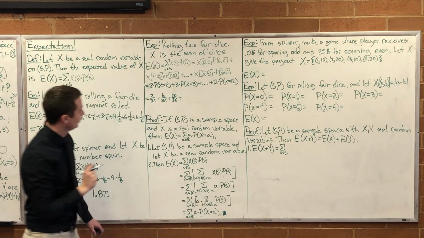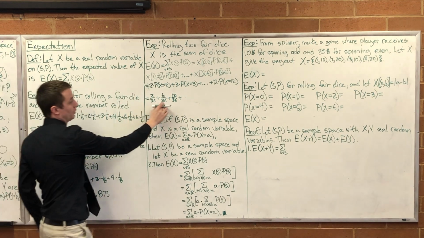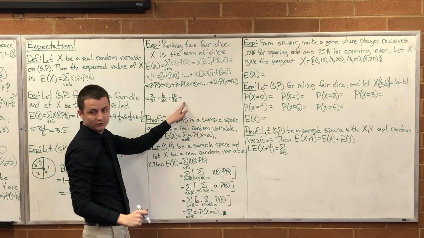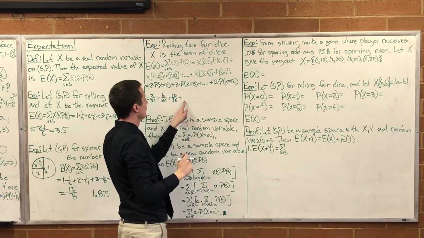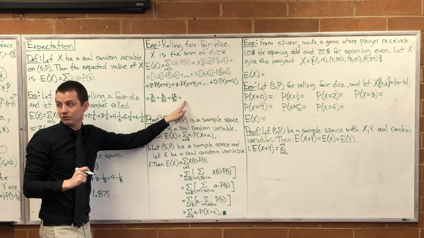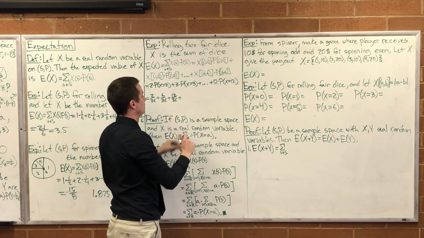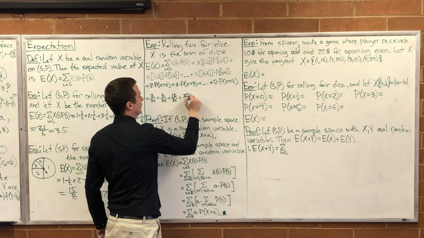What's the probability of rolling a, let's see, this was 2, 3, 4. What's the probability of a 5? 4 over 36. 4 over 36 times 5 is 20 over 36. How are you guys getting that so fast?